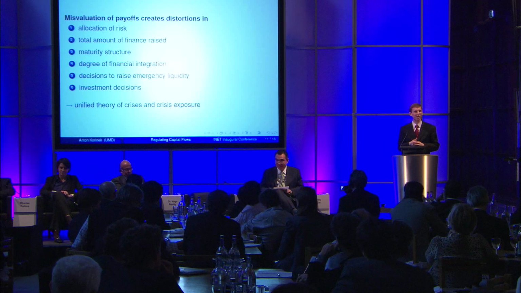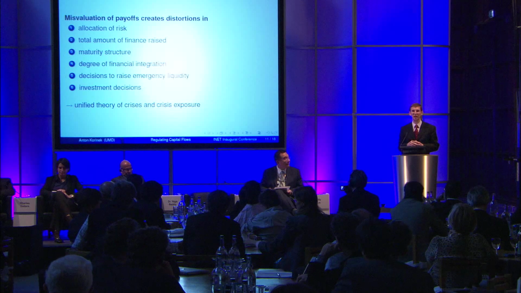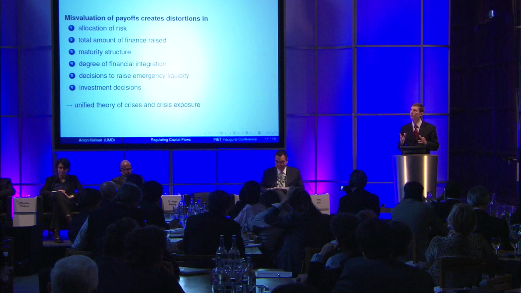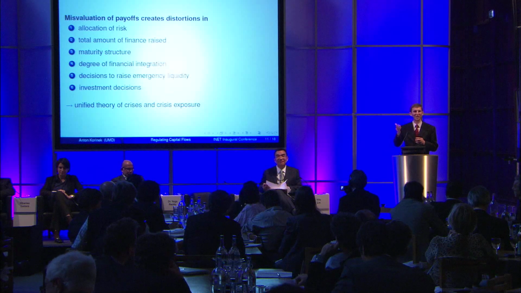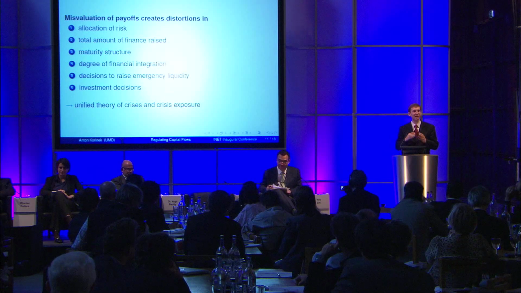So the first one, on which I want to focus a bit more later, is the allocation of risk in the economy. Agents will take on too much risk or too little insurance against such systemic crisis states. They will also take on too much finance in total because they undervalue the cost of payoffs during such constrained states.